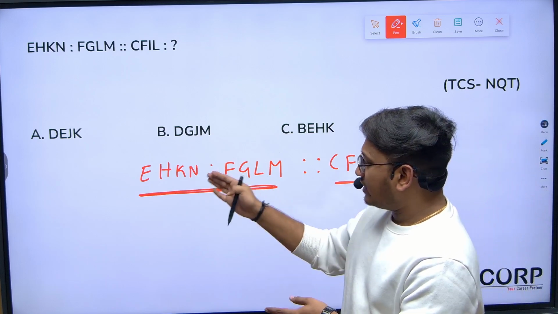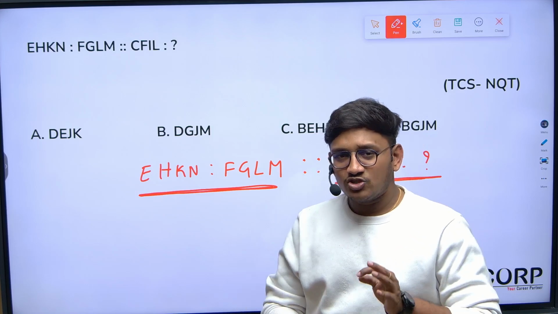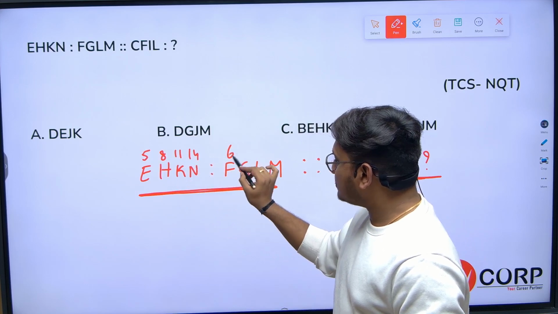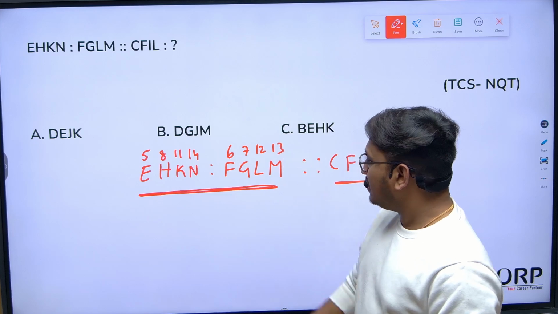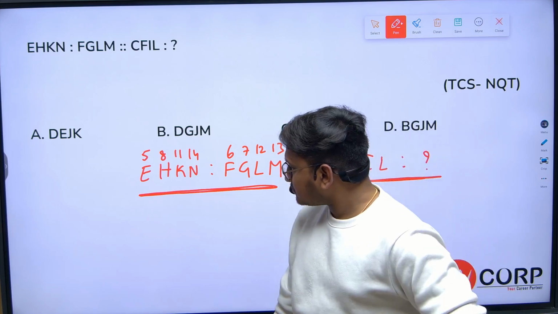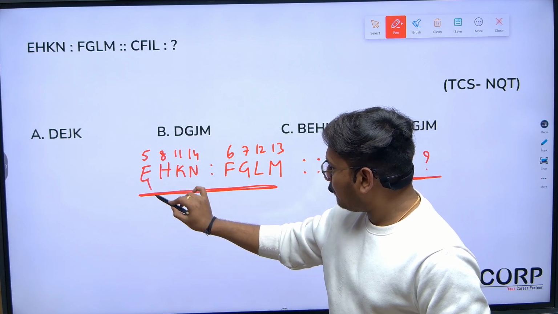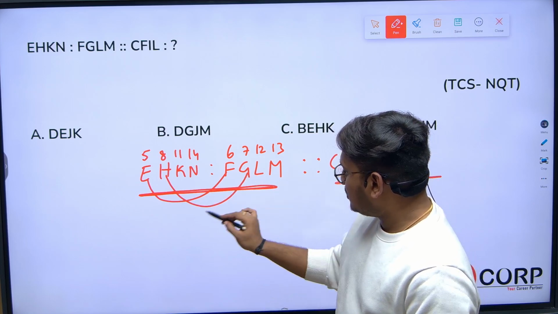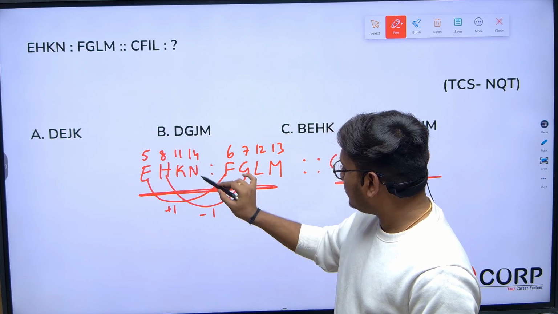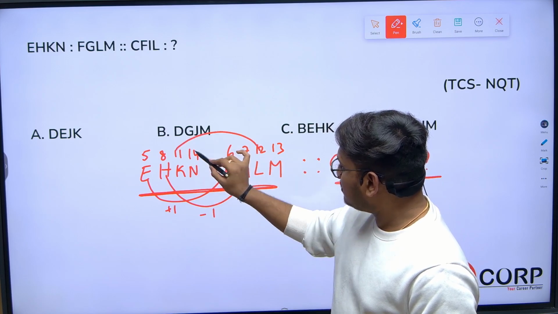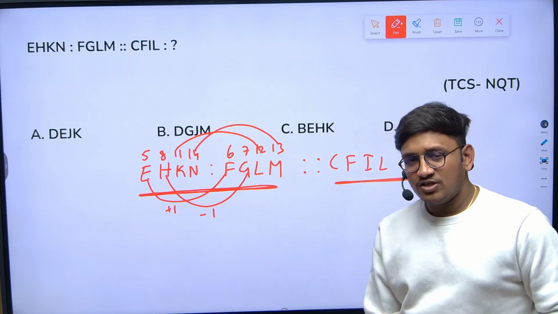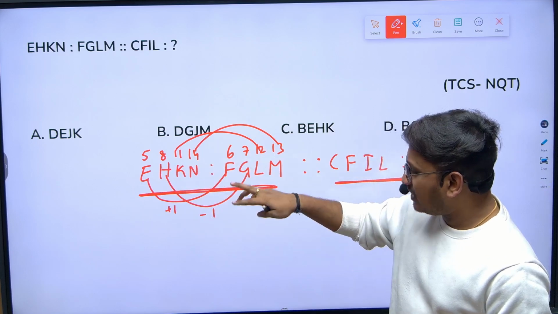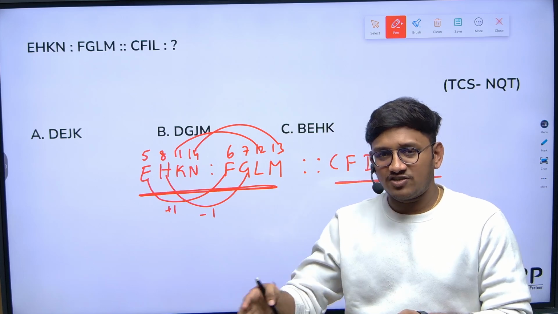Let's say if you want to get that particular logic, as I said, place values are a must. So 5, 8, 11, 14, 6, 7, 12, 13. Did you observe any pattern here? First letter plus 1, this is minus 1, right? Next, plus 1, minus 1. Exactly. Next, the third letter again, plus 1, minus 1. The logic here is plus 1, minus 1, plus 1, minus 1.